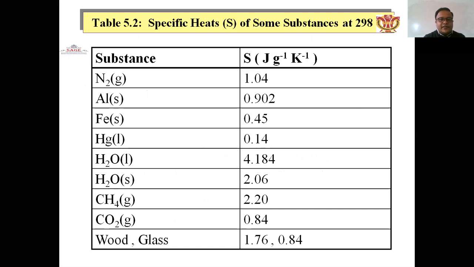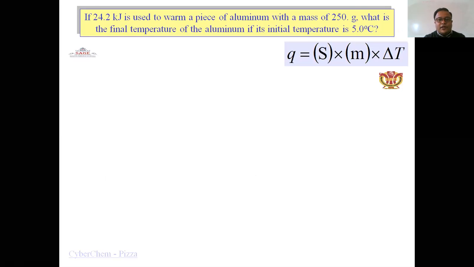This is the substance and the unit of specific heat, called capital S, in joules per gram per degree Kelvin: nitrogen 1.04, aluminum 0.902, phosphorus 0.45, CH4 2.20, CO2 0.84, wood and glass 1.76, 0.84. This is the formula of heat transfer. When 24.2 kilojoules is used to warm a piece of aluminum with a mass of 250 grams, what is the final temperature of the aluminum?